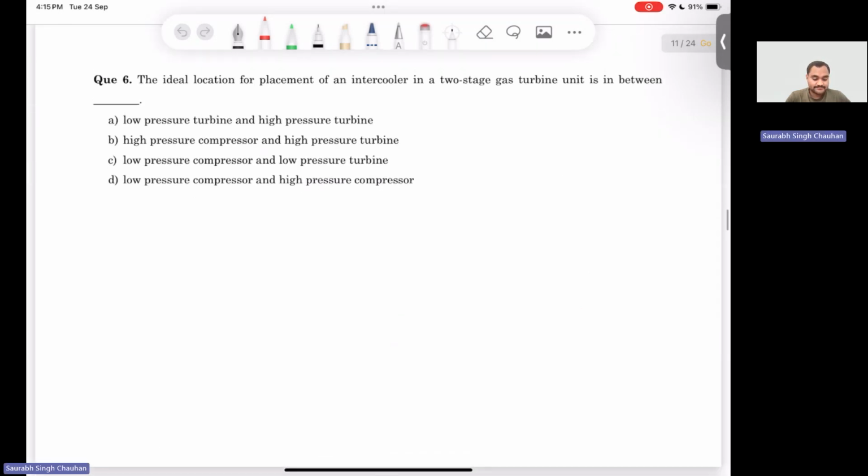Question number 6 is: the ideal location for the placement of an intercooler in a two-stage gas turbine unit is in between what? A low pressure turbine and high pressure turbine, high pressure compressor and high pressure turbine, low pressure compressor and low pressure turbine, or low pressure compressor and high pressure compressor.